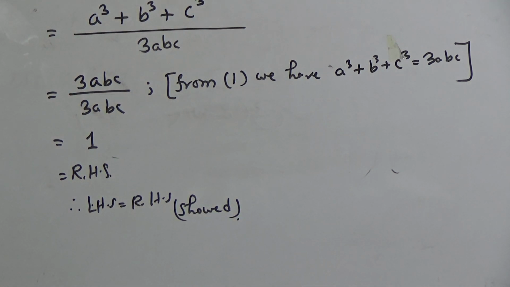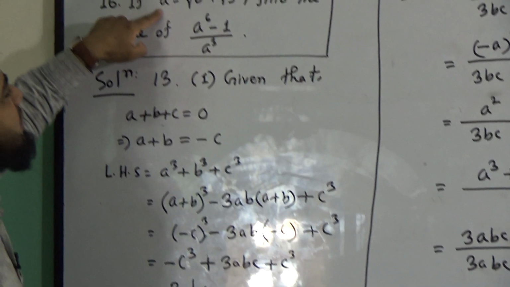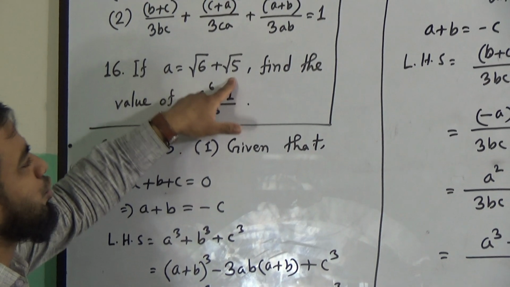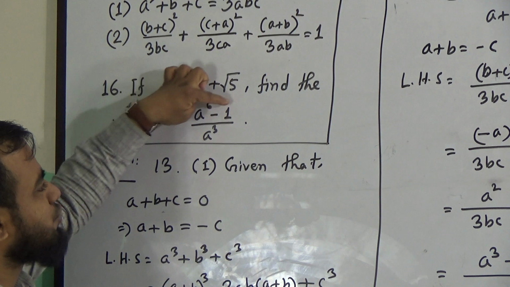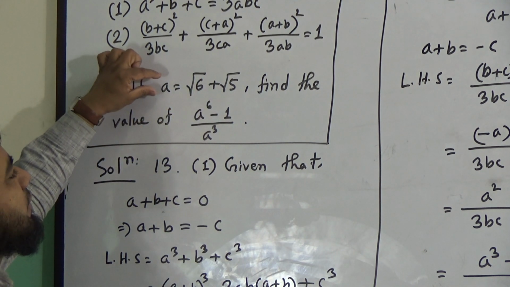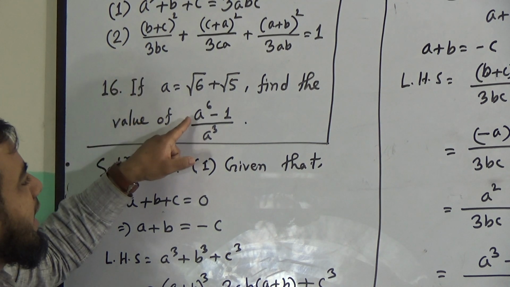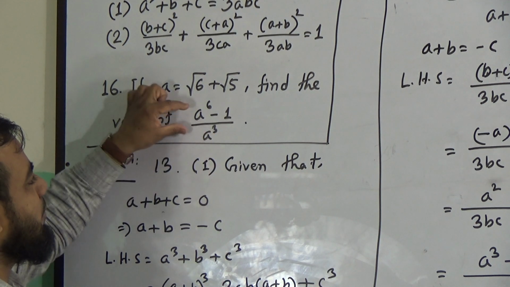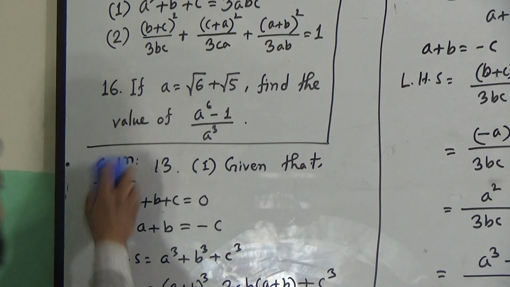Now we will solve question number 16. Question number 16 is: if a is equal to square root of 6 plus square root of 5, find the value of a⁶ − 1 over a³. Like this kind of problem, we need to find the value of 1 over a, and also the value of a − 1 over a, because we have a minus sign. So calculate these two values at first.